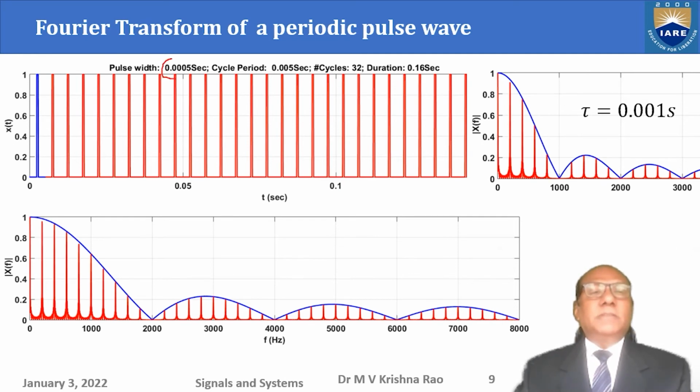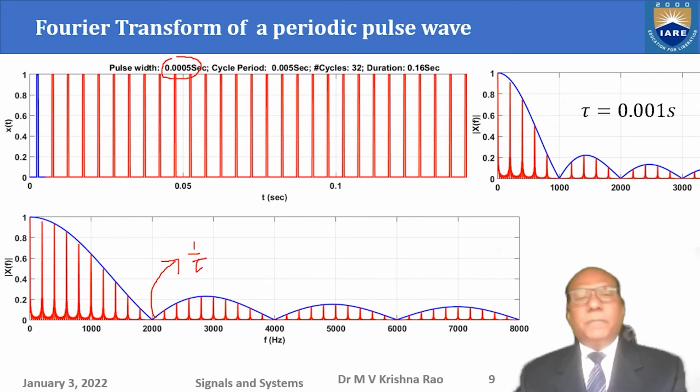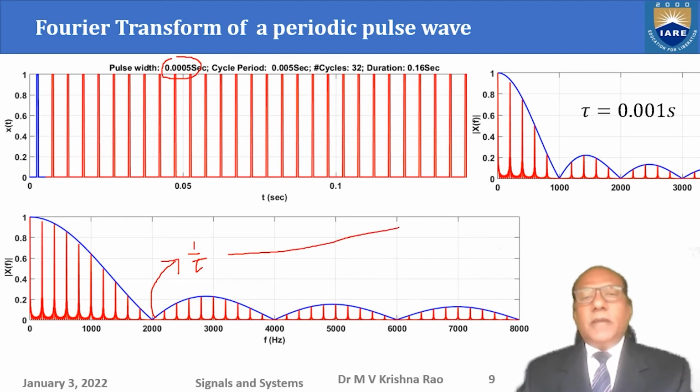Now in this case, the pulse width is reduced. It is half. Earlier it was 0.001, now it is half of that. So that is the reason 1 by tau is double the previous one. In this case, 1 by tau is 2000 Hz. Compare this with the previous one.